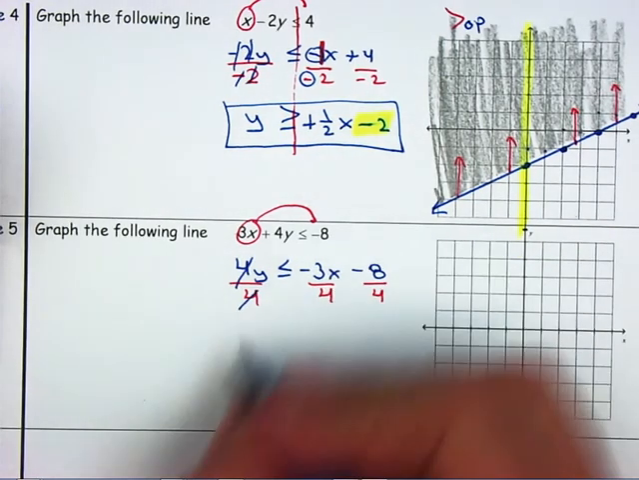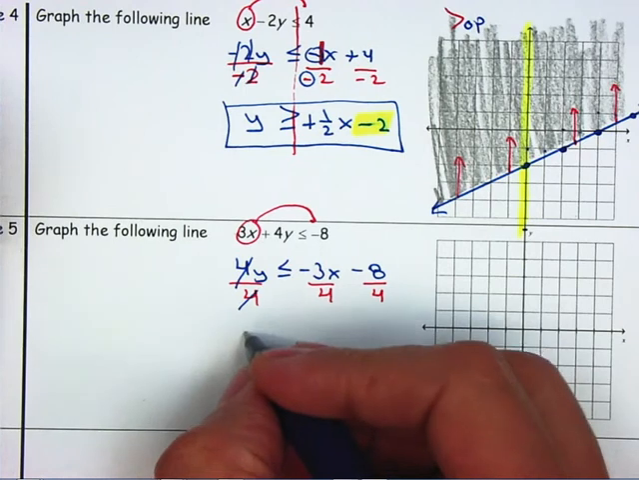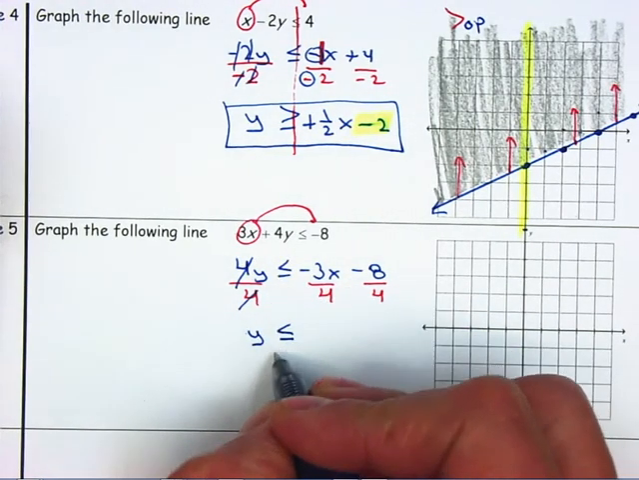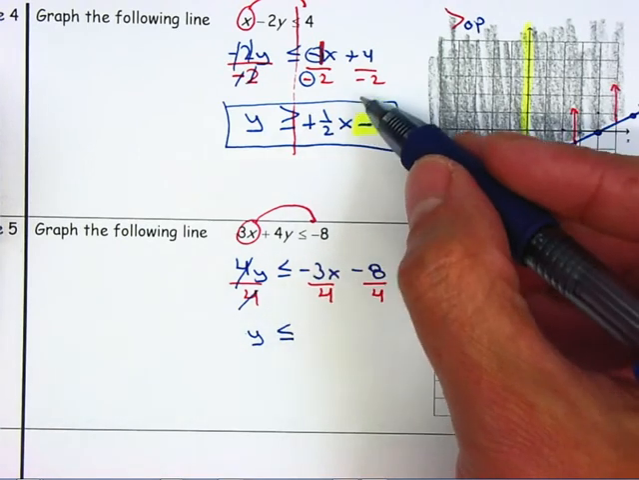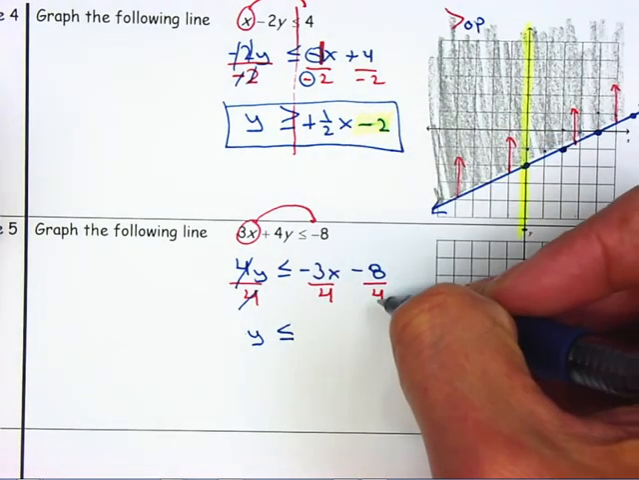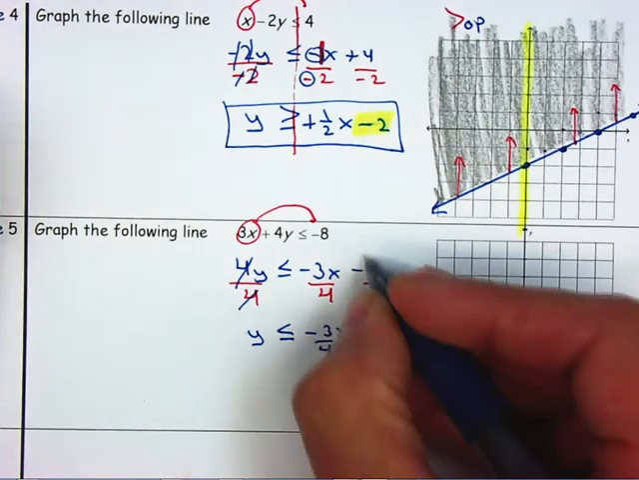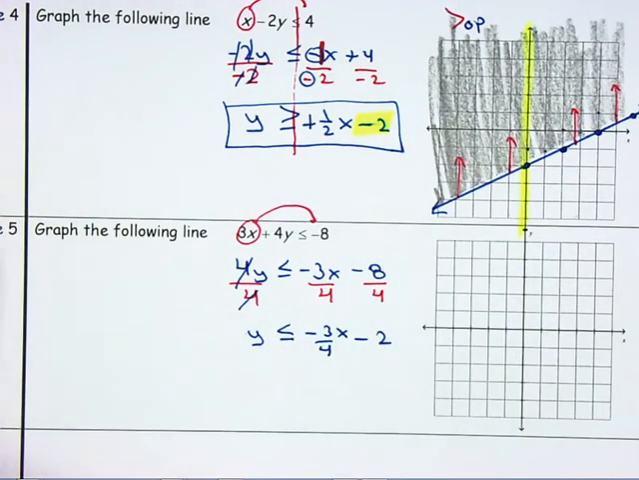The 4's cancel. Y, remember, we divide by 4, so I don't have a need to flip the inequality. Only when you divide by a negative number. In this case, we divide by 4. Negative 3x over 4. And that gives me minus 2.